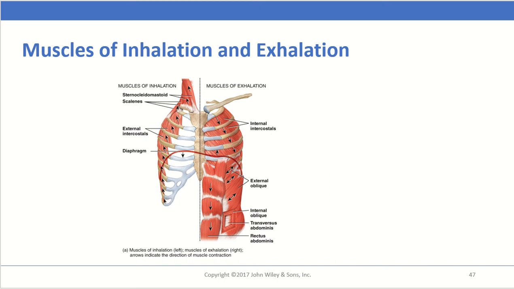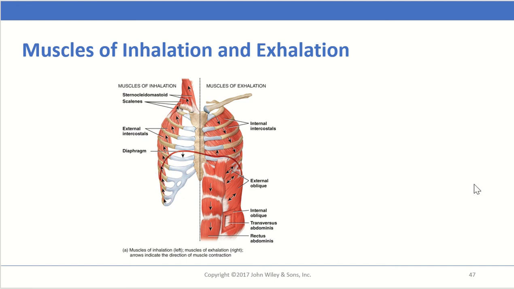So here we're looking at the muscles that are involved in inhalation and exhalation, all right? For exhalation, we've got our intercostal muscles, the muscles that are in between those ribs, as well as the external obliques, the internal obliques, the transverse abdominis, and the rectus abdominis. Muscles of inhalation are going to be the sternocleidomastoid, the scalene muscles, as well as the external intercostals and the diaphragm, which isn't really technically a muscle, but close enough.